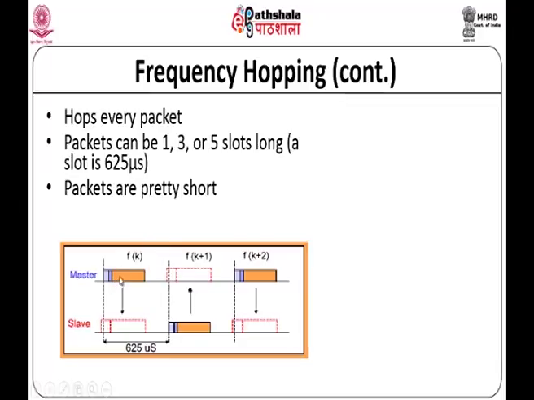So you can see here that if this is using fk, right? So the next slot will be the master using a frequency of fk. The next slot will be used by the slave. So fk plus 1 will be used by the slave. The next slot will be used again by the master, fk plus 2. So you will see that the master will get to use every alternate slot. Similarly, the slave will get to use alternate slots. Okay, and the duration of a slot is 625 microseconds. So that's the way it is handled.